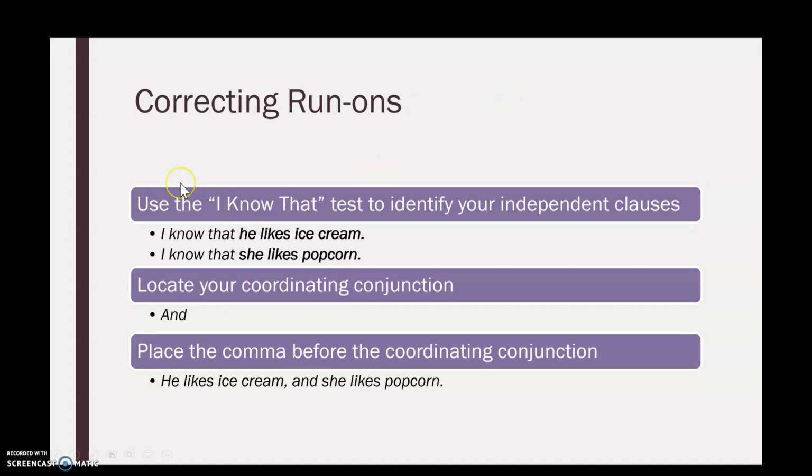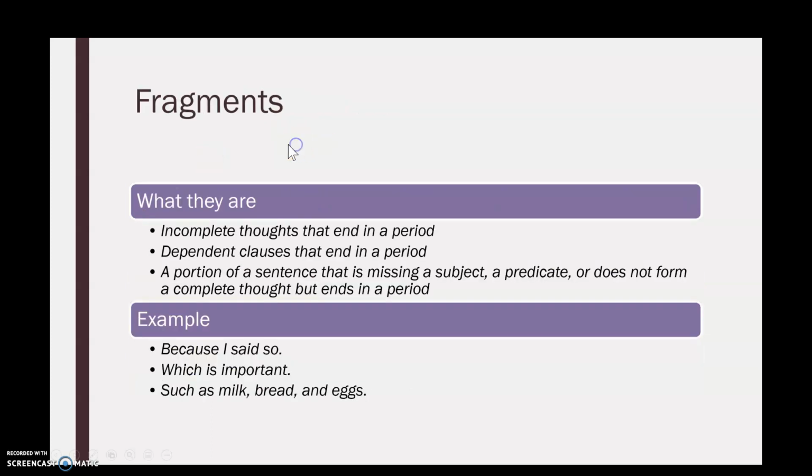Correcting run-ons. Use the "I know that" test to identify your independent clauses. So again, I know that he likes ice cream. I know that she likes popcorn. Then locate your coordinating conjunction. In this case, and. It's going to be one of the FANBOYS. And then just place the comma before the coordinating conjunction.